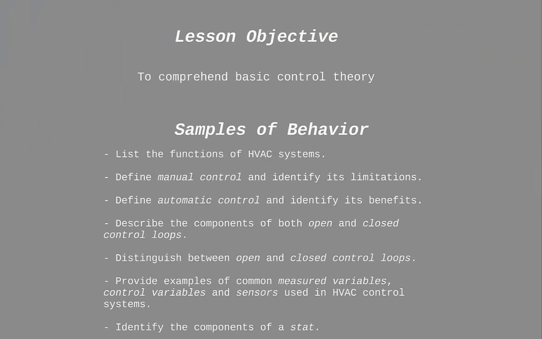Again, the lesson objective for this lesson was for students to comprehend basic control theory. The corresponding samples of behavior were to list the functions of HVAC systems, define manual control and identify its limitations, define automatic control and identify its benefits, describe the components of both open and closed control loops, distinguish between open and closed control loops, provide examples of common measured variables, control variables, and sensors used in HVAC systems, and to identify the components of a stat.